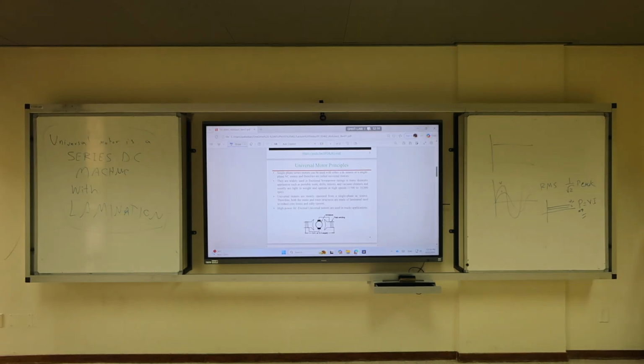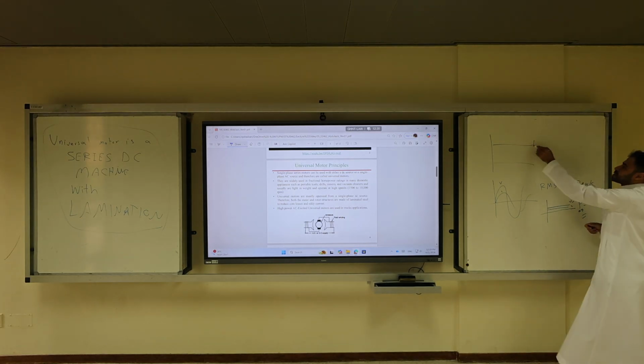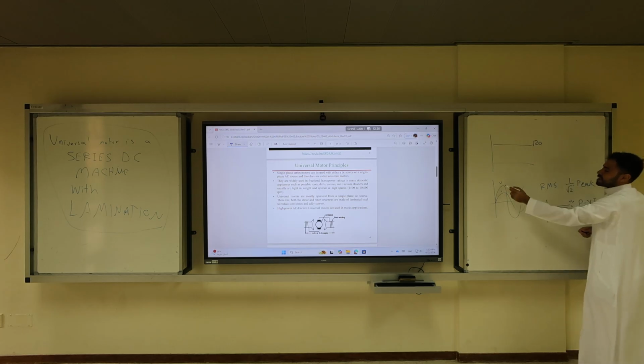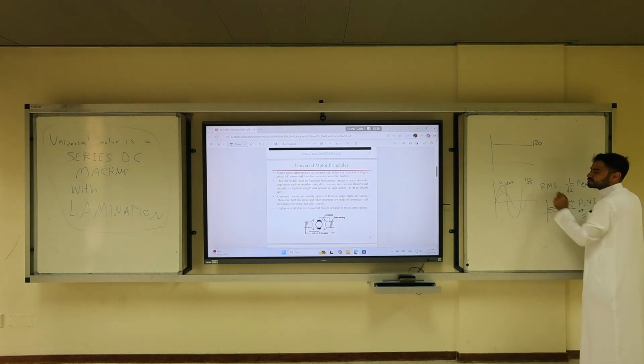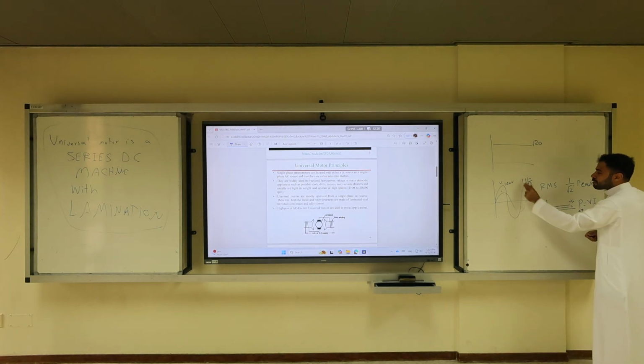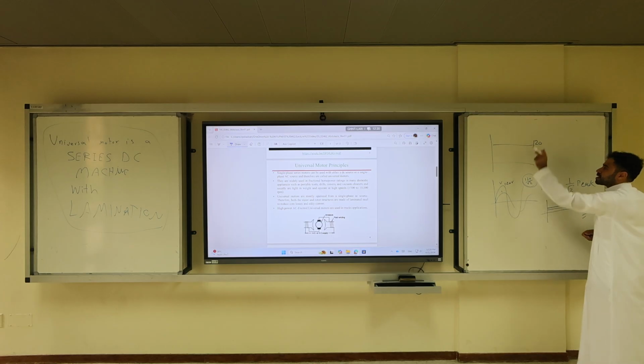Now, for the same DC, let's say its peak is 120 volts, if I have an AC that has a peak of 120 volts, what's the RMS? Yes, 120 over square root of 2. So is the power of that larger than the power of this?